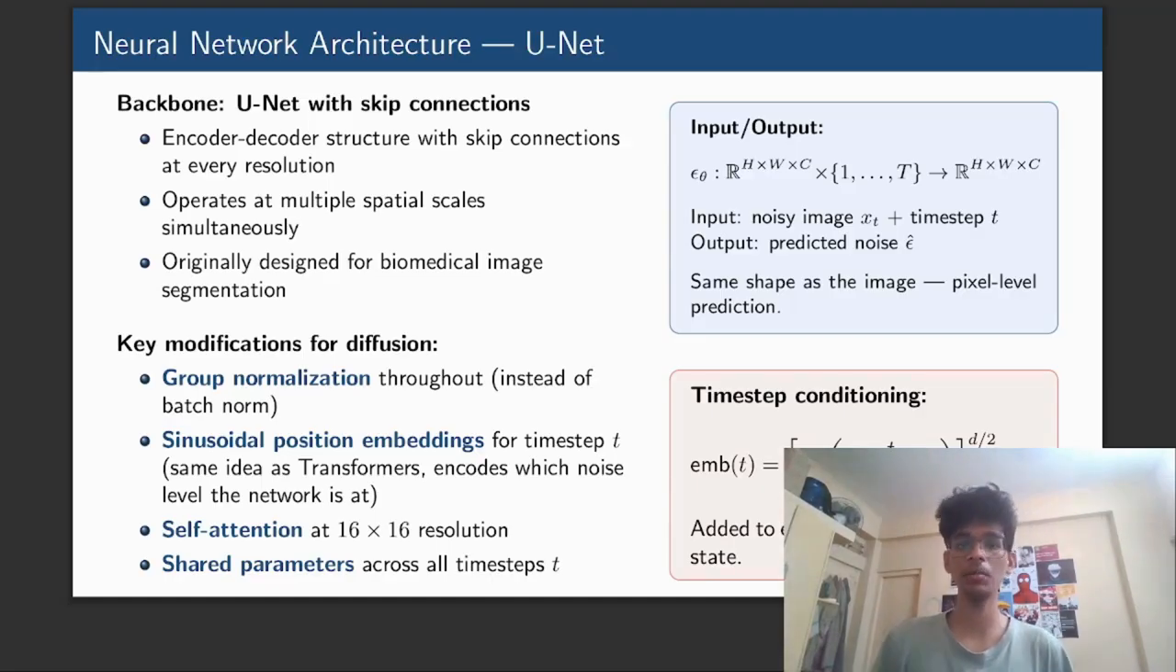Then the authors have also implemented self-attention at the 16x16 size, which allows every pixel to look at every other pixel, and hence we can gauge the complete image using this. Also, we share all the parameters across all the time steps, and we don't make different U-Nets for each time step, because this reduces the number of parameters, which could have been billions, and also this makes the model learn a more generalized representation of the noise.